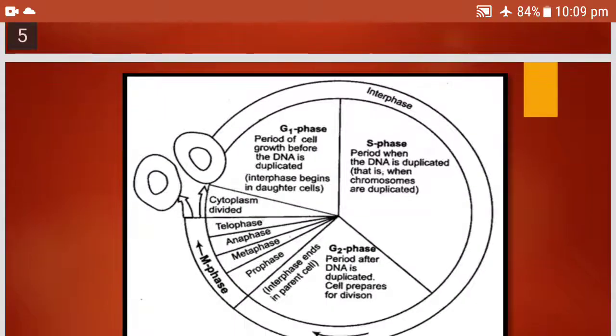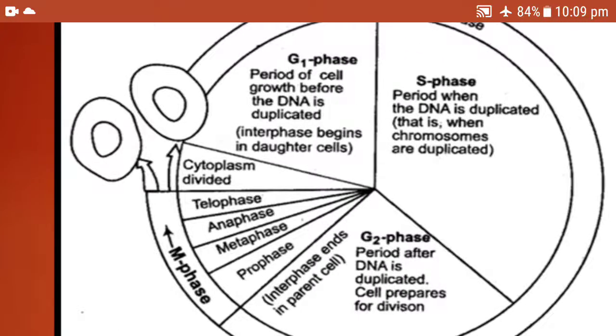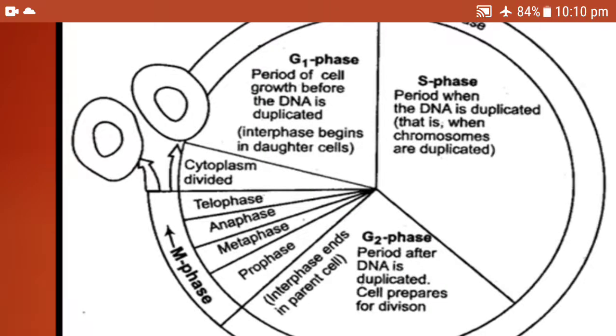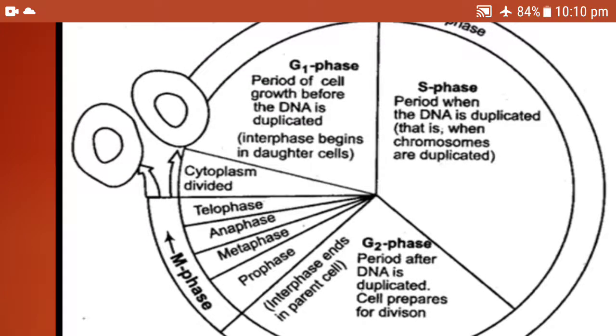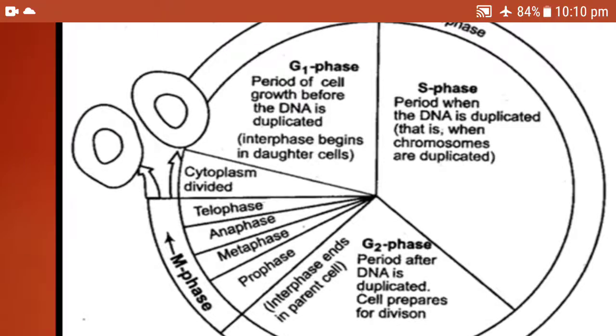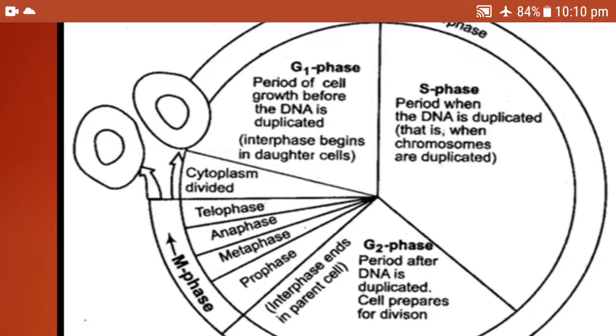Now what exactly happens in the G1 phase? It is a period of cell growth before the DNA is duplicated. Now I will tell you what DNA is also. We all know our body is made up of cells, and the cell contains the nucleus, and of course the nucleus has the genetic material, chromosomes, which are made up of genes, and genes are made up of DNA. So whenever cell division has to take place, there should be duplication of chromosomes, that is, DNA replication takes place.